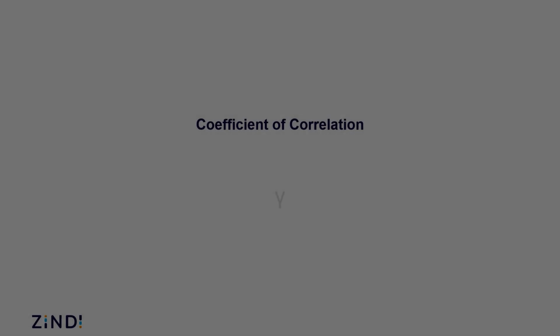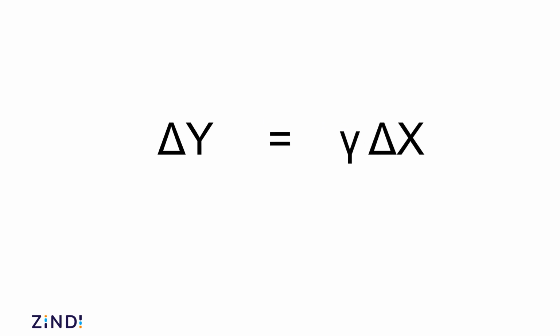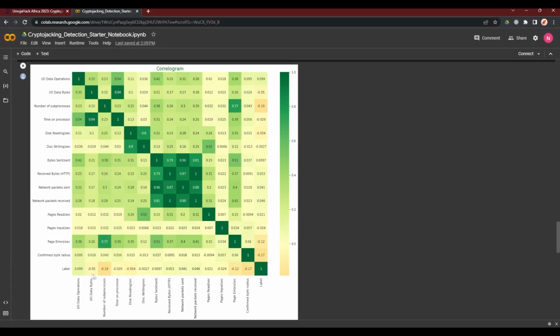The coefficient of correlation between two variables ranges from minus 1 to positive 1 and indicates how one variable's change affects the other, with 1 indicating a strong negative or positive correlation or effect, and 0 indicating no effect at all. As seen from our plot, the label is only weakly correlated to most variables, meaning that there isn't a strong relationship between our target and most predictors.